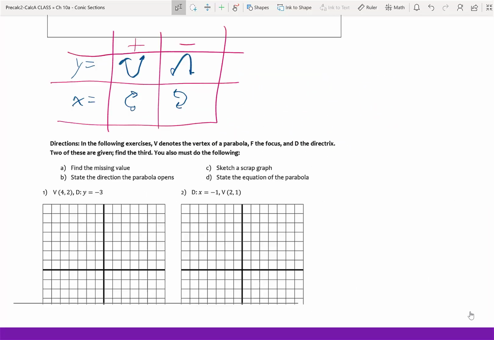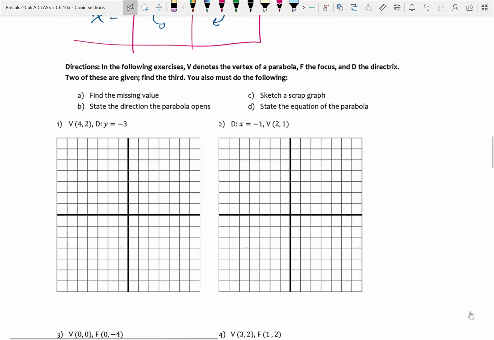Okay, the next set is kind of easy. We're just going to look at how to fill in the missing pieces and graph these things. So I'm going to graph a vertex at 4, 2, and a directrix at y equals negative 3. Given that the vertex is always halfway in between the focus and the directrix, this c value here is equal to 5, and that would put my focus right above here. So the focus would be at the ordered pair 4, 7.